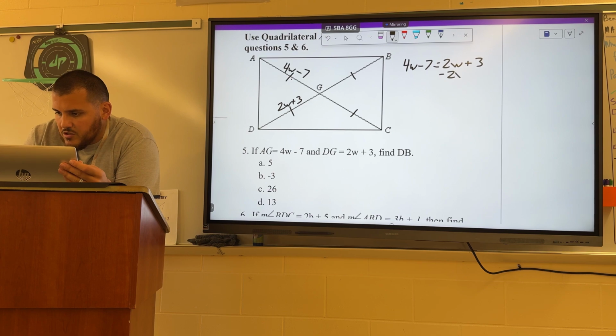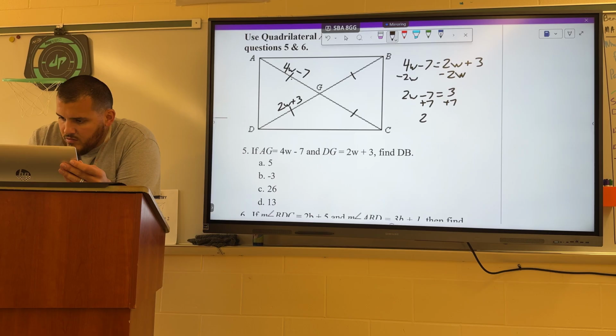Let's do the algebra. Subtract 2W from both sides. We get 2W minus 7 equals 3. We can add 7 to both sides to get 2W equals 10. We can divide both sides by 2 to get W equals 5.